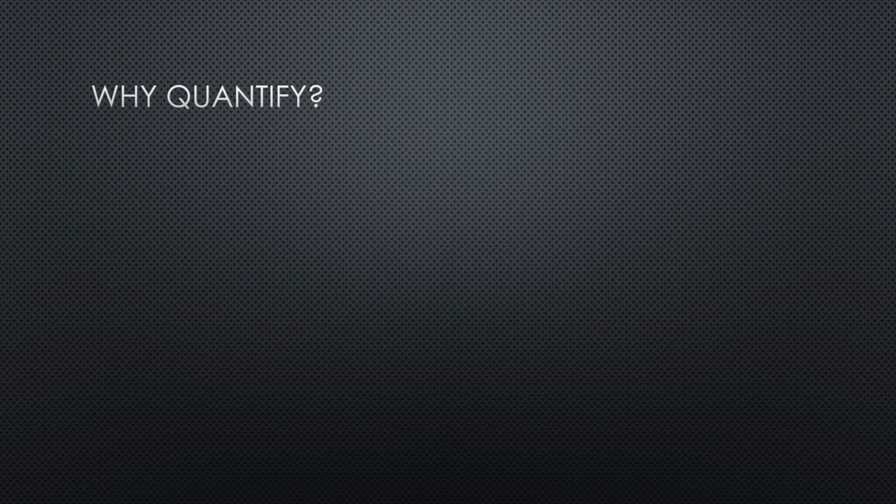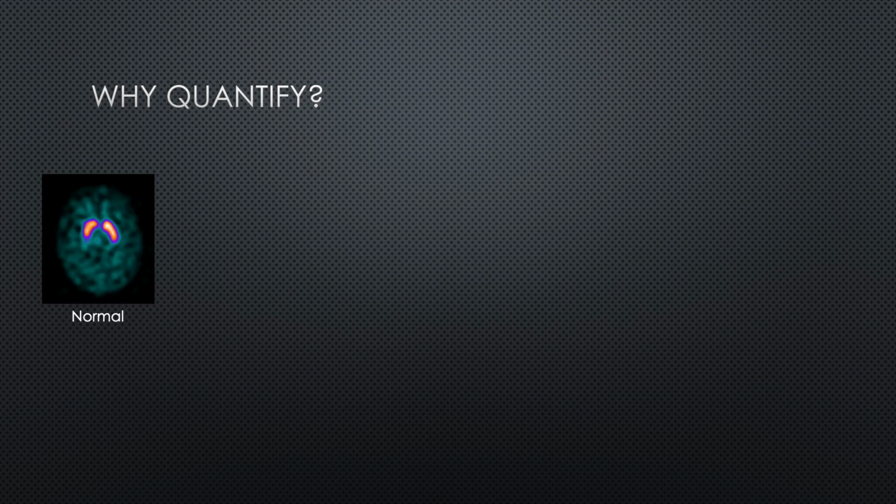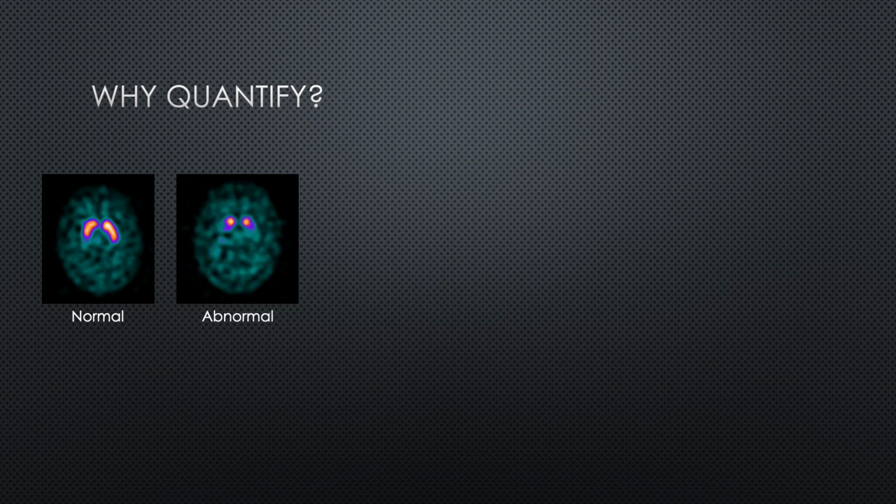But let us now look at these examples. In DAT scan, or ioflupane SPECT imaging, we know that a normal scan shows uptake in the striatal structures, as we can see here. And in this abnormal scan, we will have areas without uptake, for example, bilaterally in the putamen in this particular example.